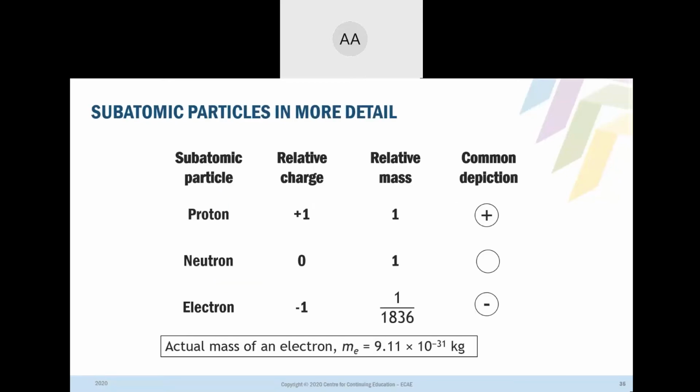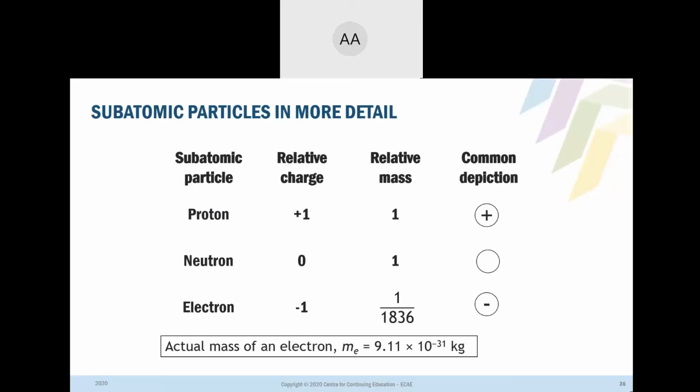So this is where we start to look at our subatomic particles in much more detail. The 3 that we need to know in detail for cycle 3, of course, proton, neutron, and electron, their relative charges, their relative mass, and the common depiction that you will find in the textbooks and any activities that you might want to do with your students.